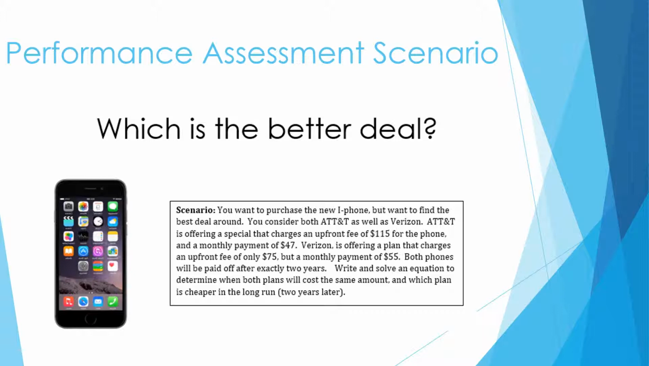So this is my performance assessment that I created. Students have to decide what the better deal is. They're looking to buy a new iPhone and they come across a situation where they have to compare an AT&T plan to a Verizon plan. So they both have a different upfront fee or a sign-up fee, and then a different monthly payment, and they have to decide which plan would be the better deal in the long run, about 2 years later.